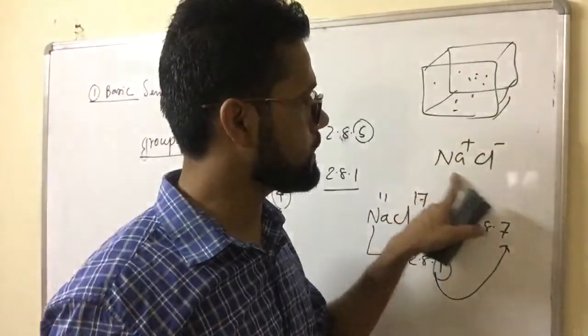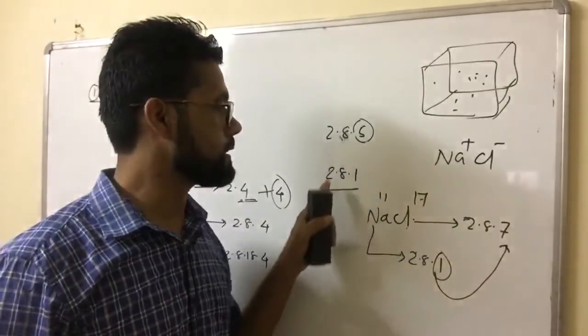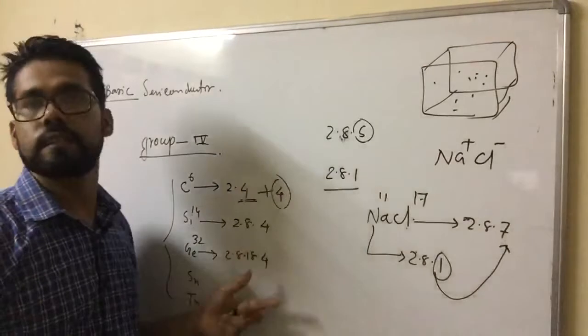You understand? This is sodium chloride, but here it does not form a covalent bond. But in the case of germanium, it forms a covalent bond. Why? Because sharing is necessary.